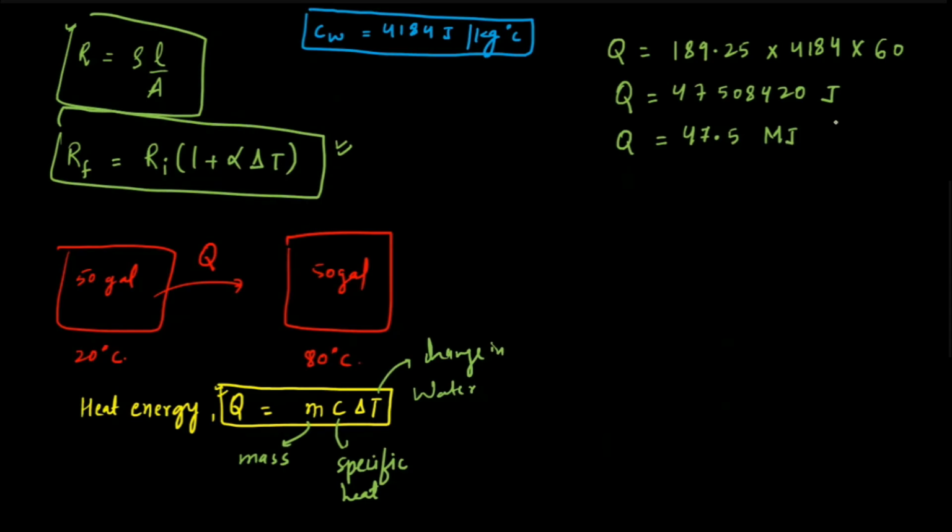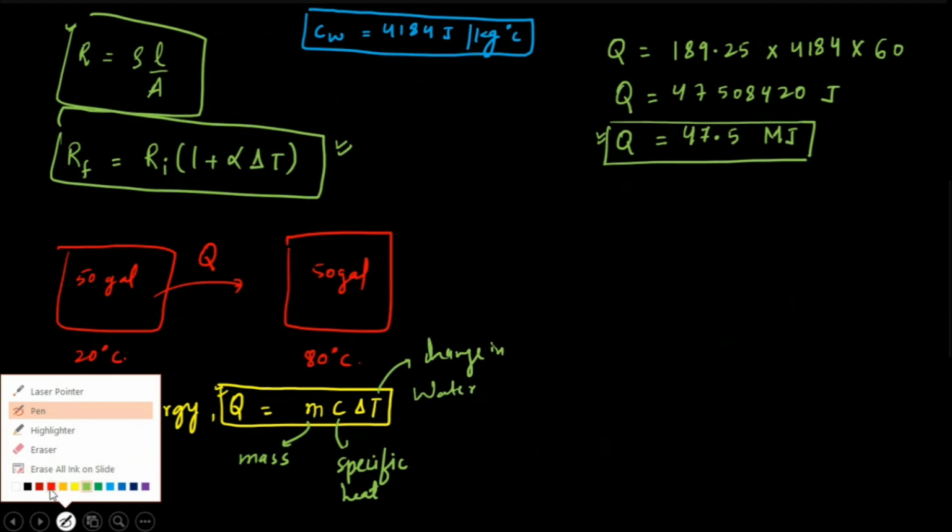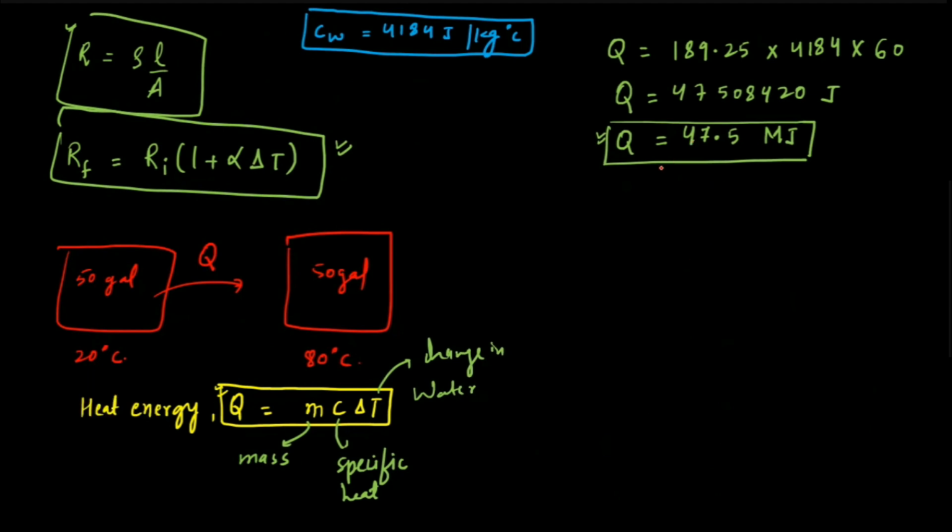So that 10 to the power 6 is something which is referred to as mega. So the heat which is required to do this process is 47.5 megajoules. It is not a small amount of energy that is required to raise the temperature. But yes, we need to understand that this 47.5 megajoules is the energy which is required.